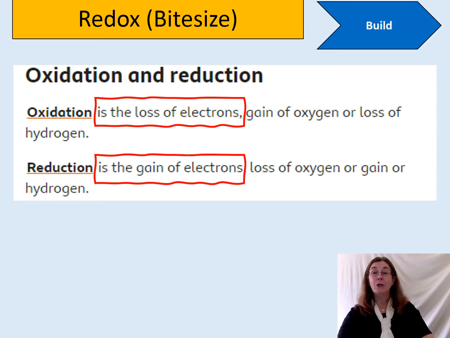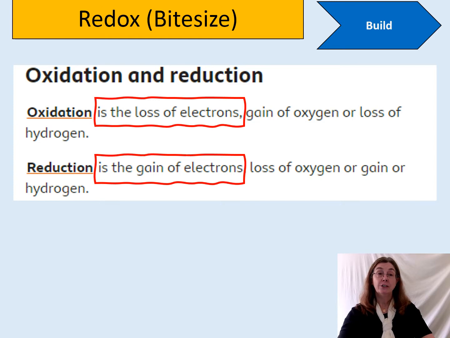So now we can go to our full definition of redox, and this is what you would see on BBC Bitesize. Oxidation is not only the loss of electrons, which it is, it's also the gain of oxygen or the loss of hydrogen. Okay, so loss of electrons, gain of oxygen or loss of hydrogen, and reduction is the gain of electrons, loss of oxygen or gain of hydrogen. So that's our full definition of oxidation and reduction.